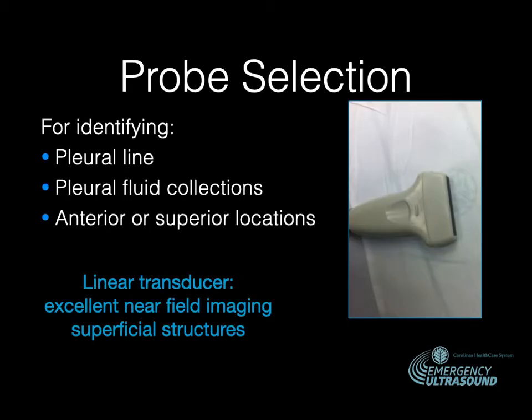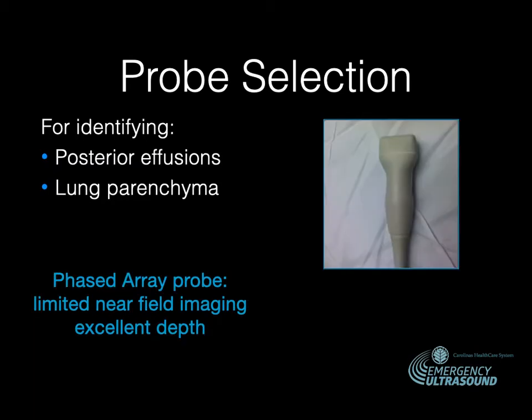Next, we want to choose which ultrasound probe we're going to use. Your linear probe, we said it's a high frequency probe, and it's great for near field imaging and superficial structures. So looking at your pleural line, maybe anterior pleural fluid collections or anterior and superior lung pathology. Now, if you want to identify posterior effusions or really look at the lung parenchyma, your phased array probe might be your next choice. It has limited near field imaging, but it does have great depth.